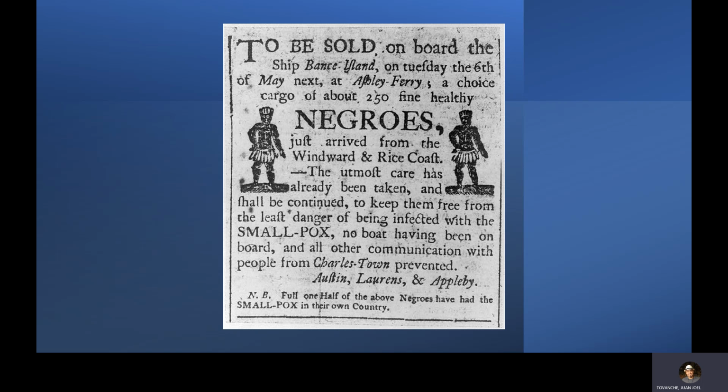So were they tight packed? How big is this ship, the Bunce Island or Bance Island? How big is it? I don't know, but we could probably find out if we did more research. If we found out how big it is, and then we saw, okay, 250 of these people were held in bondage, then we would know probably whether they were tight packed or loose packed.